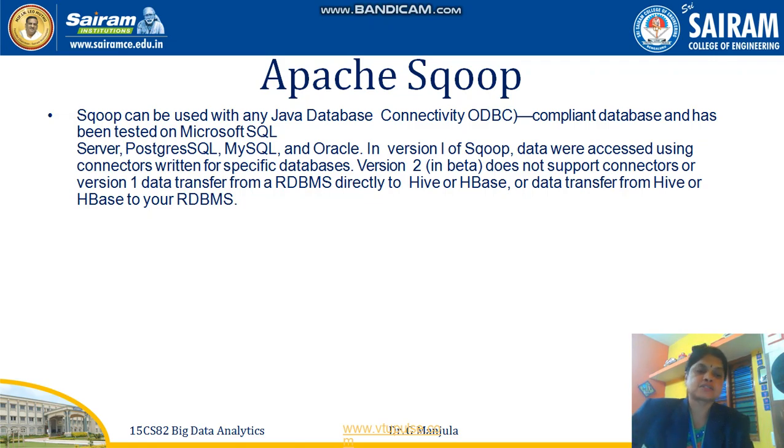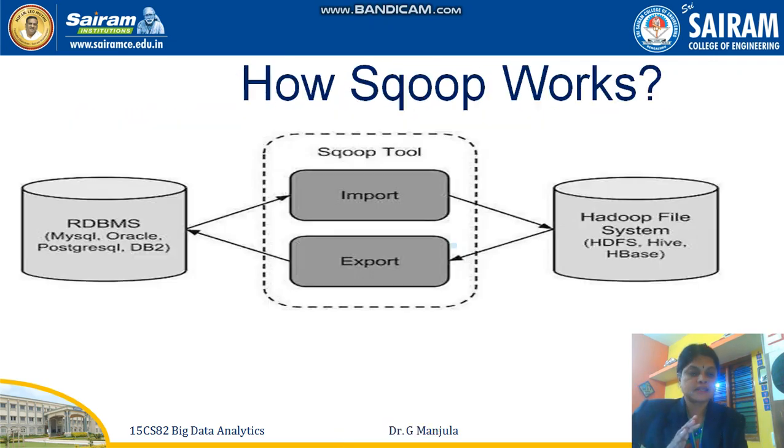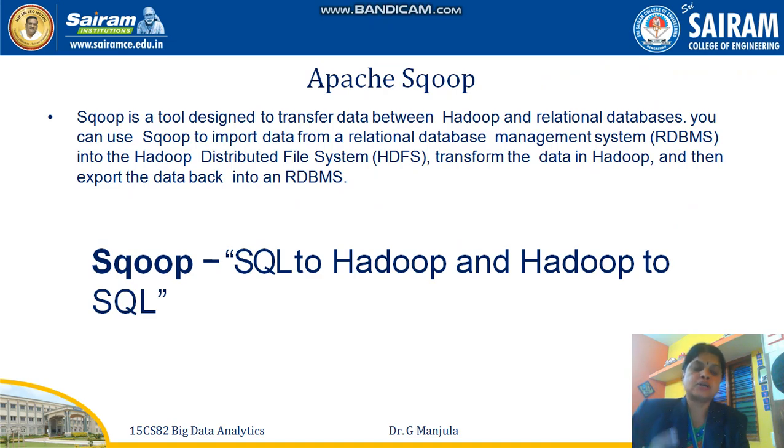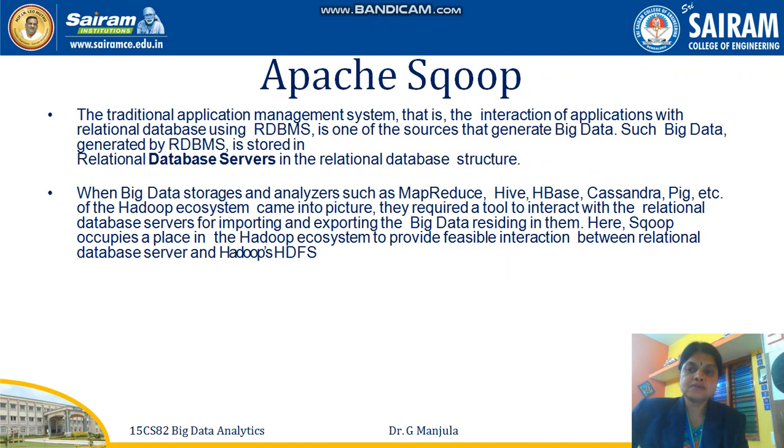As I told in the previous class also, Sqoop is nothing but SQL to Hadoop and Hadoop to SQL. Now we will study relational database servers and the relational database structure. When big data storage and analysis tools such as MapReduce, Hive, HBase, Cassandra, Pig, etc. of the Hadoop ecosystem came into the picture, they required a tool to interact with RDBMS servers for importing and exporting the big data residing in them.